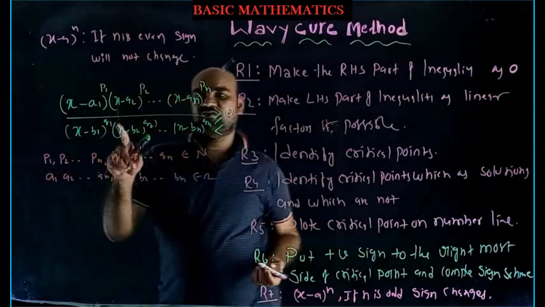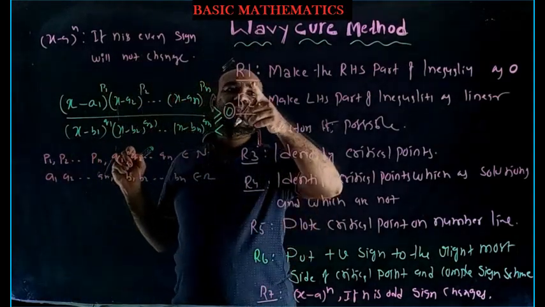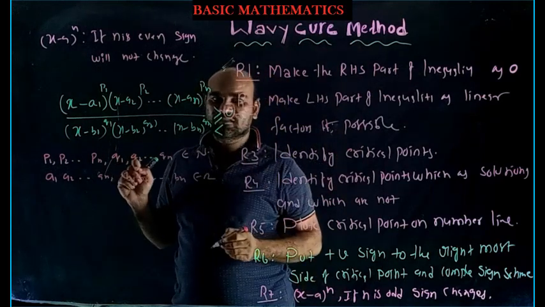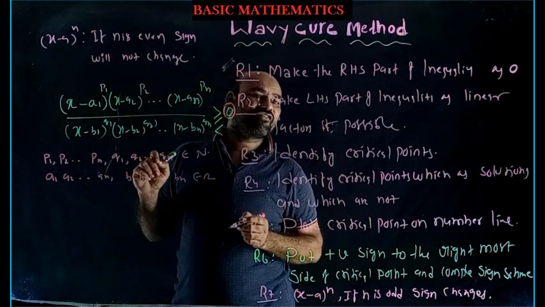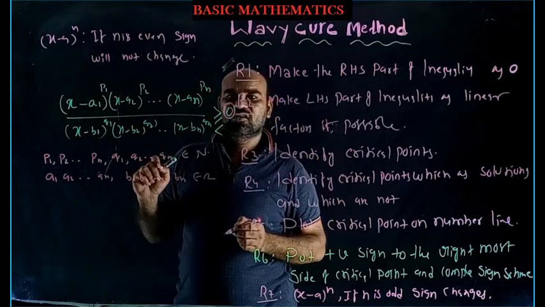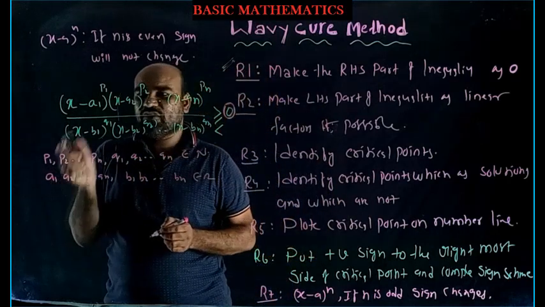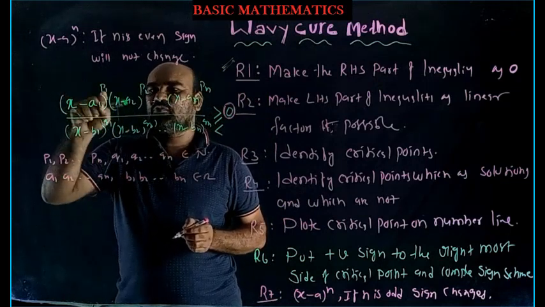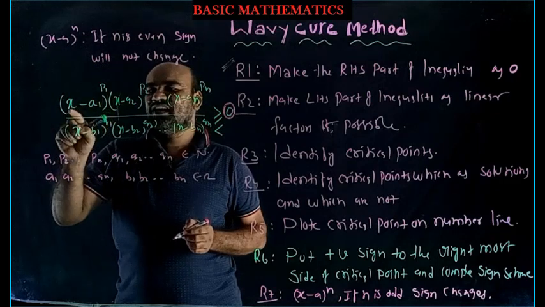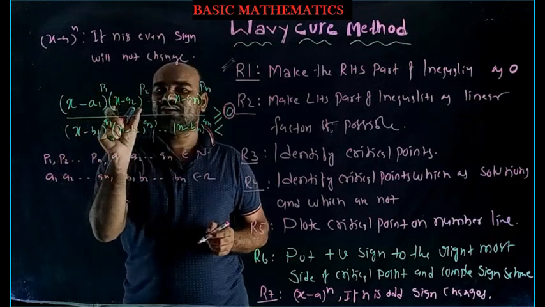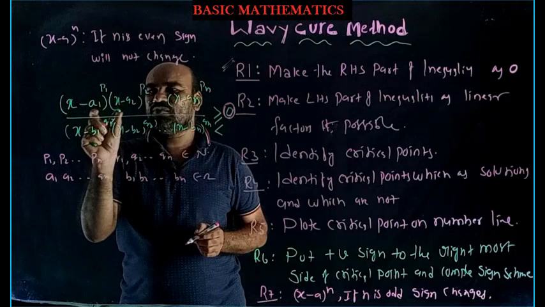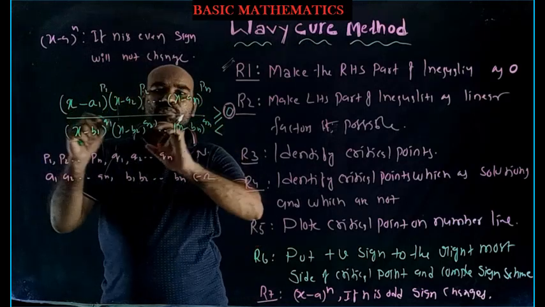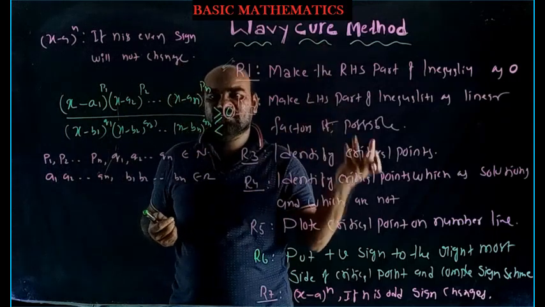This is the standard form. Rule 1: make the RHS part of the inequality 0. The RHS part of the inequality is 0 here. Make the LHS part of the inequality into linear factors, with whatever exponent. (x - a1) is linear having a power, for example p1 is 3. (x - a1)^3 is not linear but a third degree polynomial, but (x - a1) is taken as the linear factor. Linear factors can have any natural number as power.